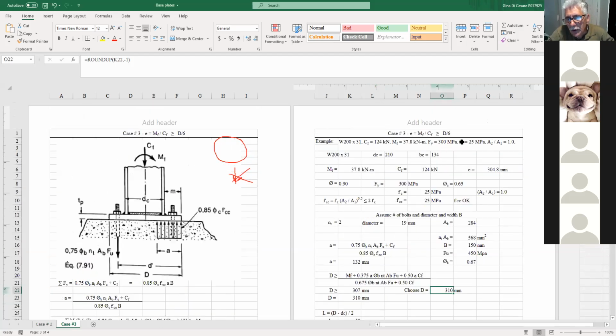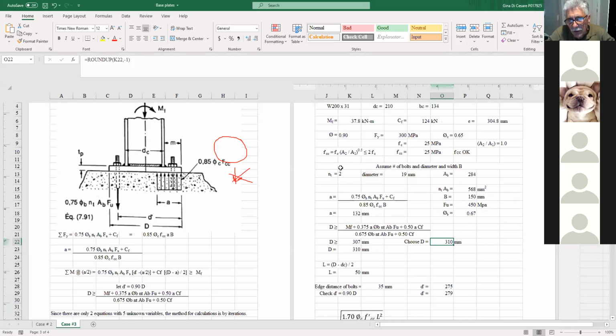So all of a sudden here, my eccentricity exceeds d over 6. So I'm using this. Here I have to select a trial section: how many bolts I want to use, and what's the diameter of the bolts. Of course, this is just the area of the bolts times 2. Then I have to choose what width of plate I want to use and narrow that down. This becomes the strength of the steel and so on.